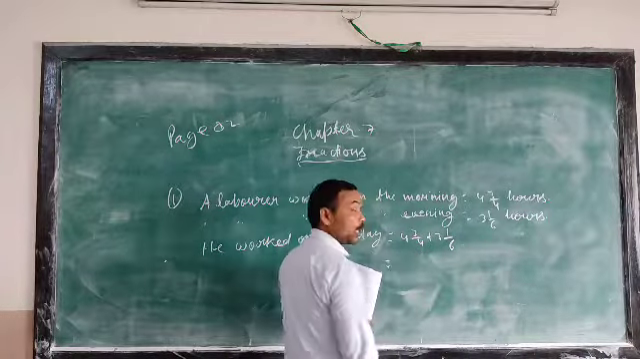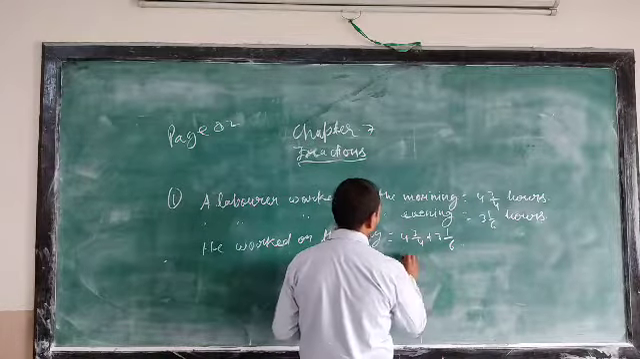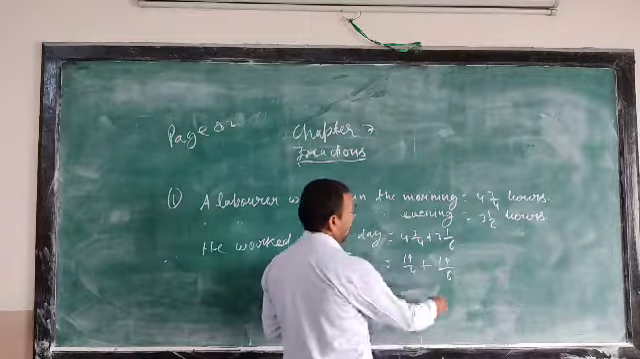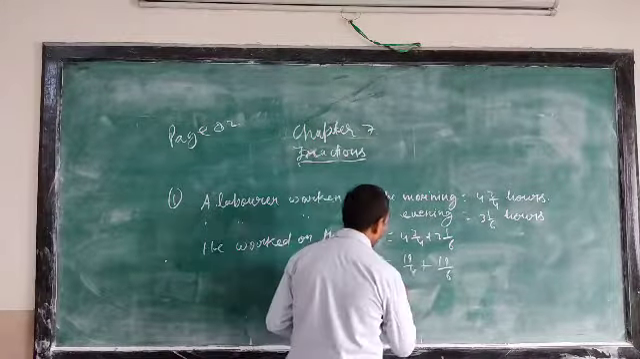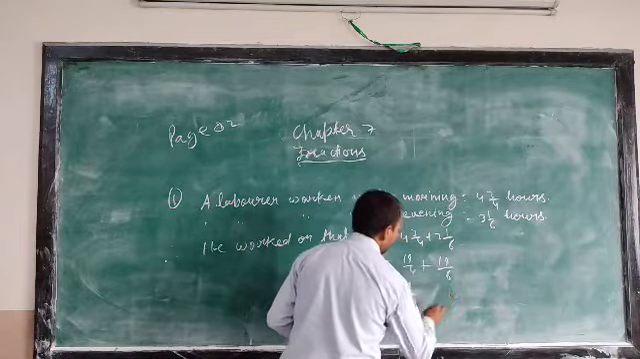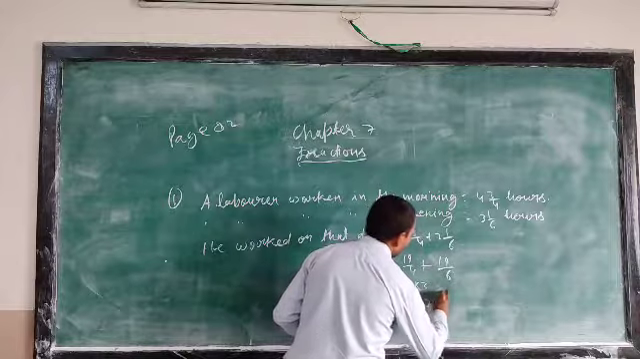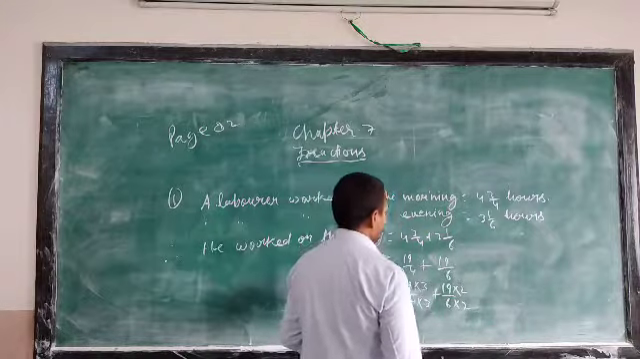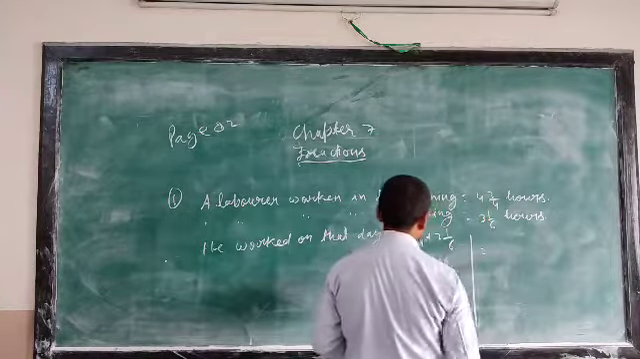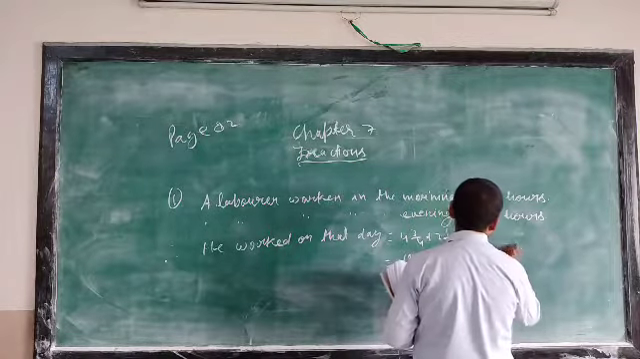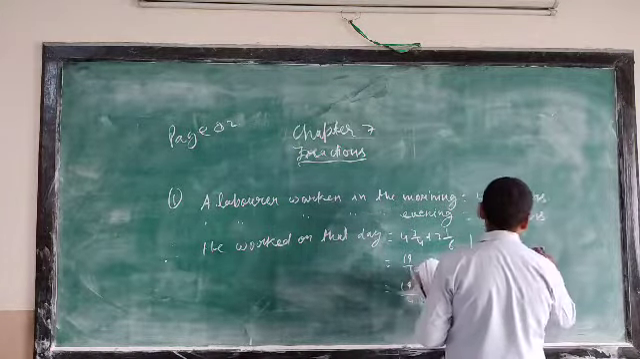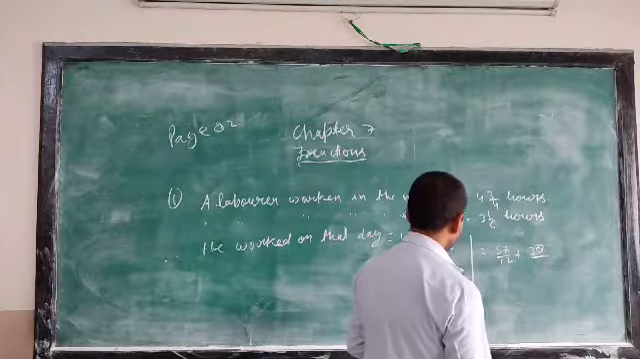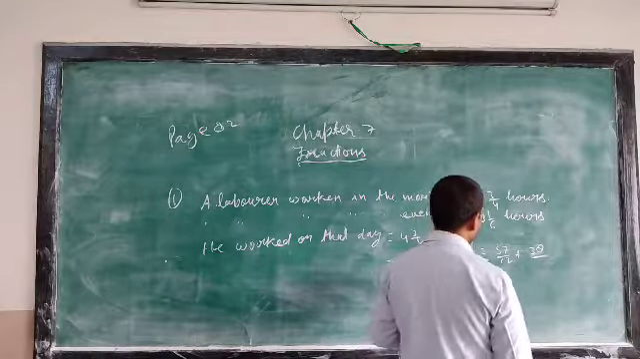First we convert it to an improper fraction. 4 fours are 16 plus 3, 19 by 4. This also, 19 by 6. They are unlike fractions. You should convert them to like fractions. LCM of 4 and 6 is 12. Here it should be multiplied by 3, 19 by 6 here multiplied by 2. So plus: 19 threes are 57 by 12 plus 38 by 12.